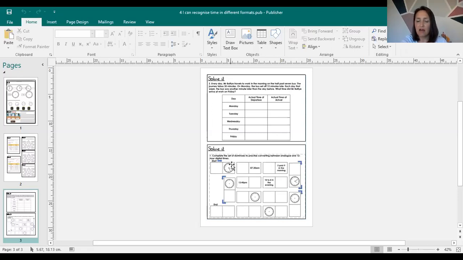When we have dominoes, the two cards that touch each other have to be the same. They have to be equivalent value. So here we have an analog clock face. So you'd need to put either the digital time or the time in word form. So it is 1:15 something in the morning here, so that when they touch, they're the same.